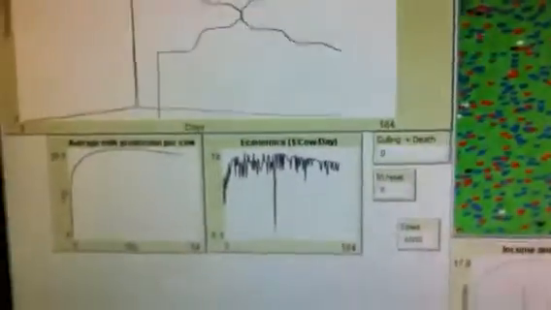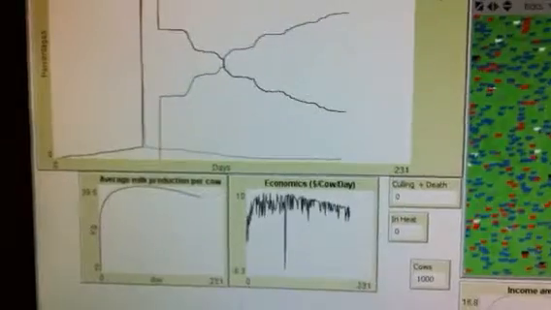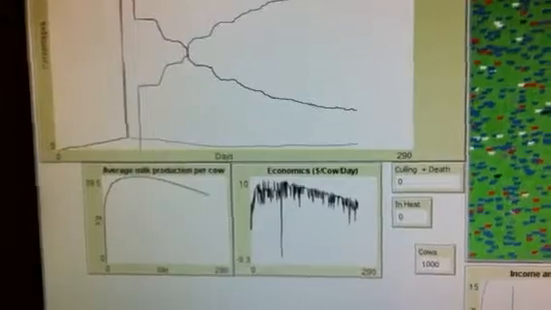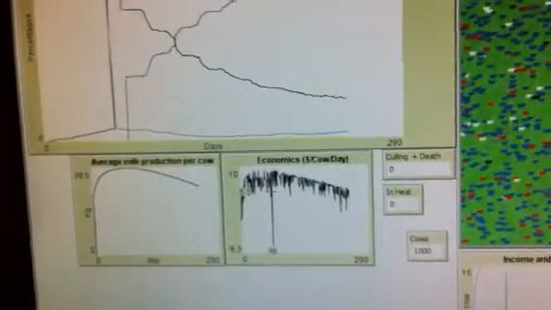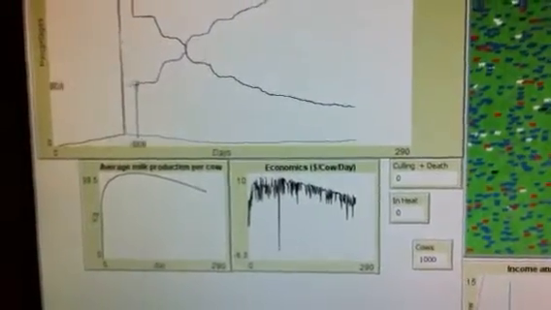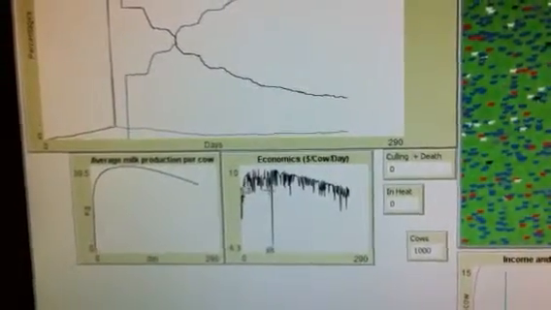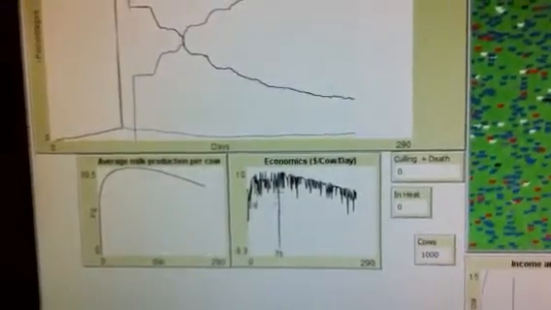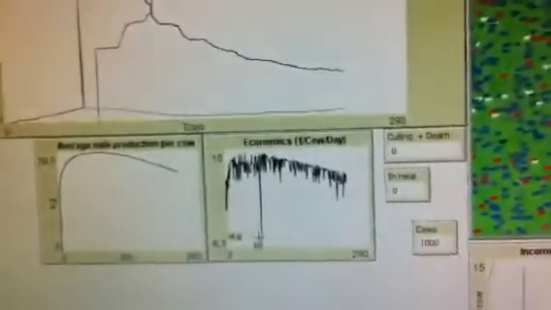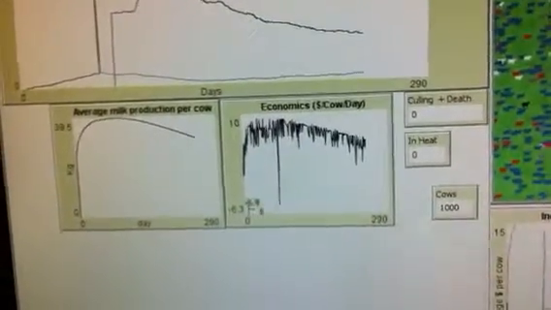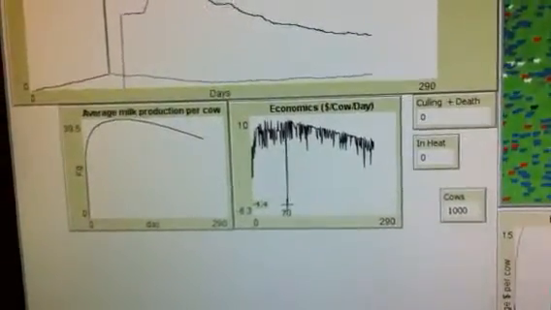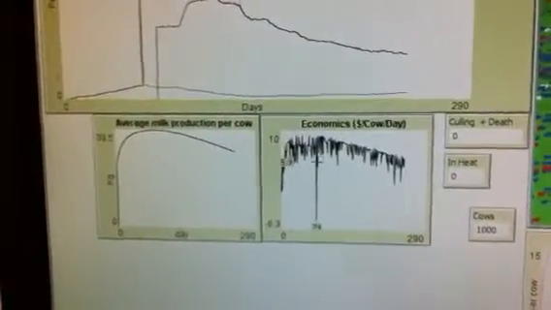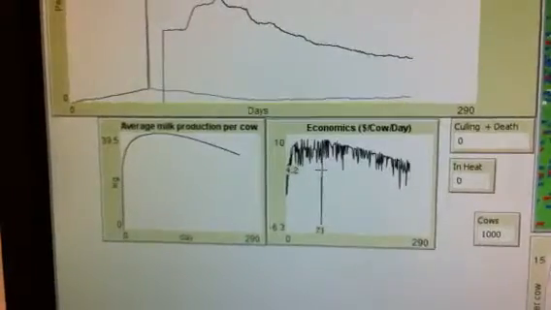So I can see my economics. I'm going to hit go here just to show you one thing. When I inseminate all those cows at timed AI, there is a big drop in profit because I'm spending a lot of money breeding those cows. So I had a loss of about $6 per cow on that specific day. But what really matters is the average income. But that day I had a big loss right there at 72 days.